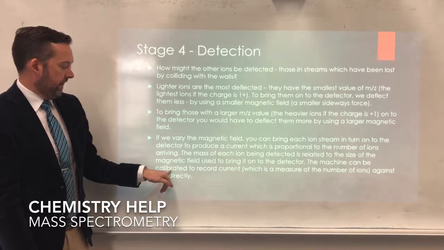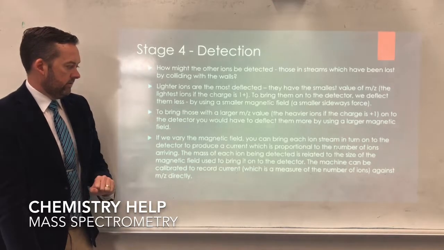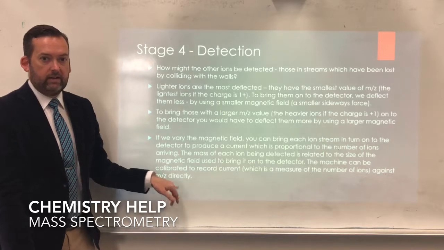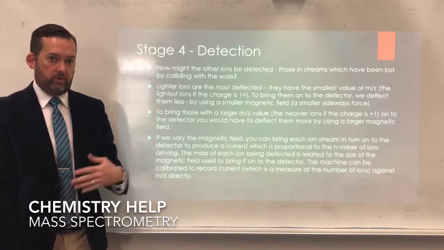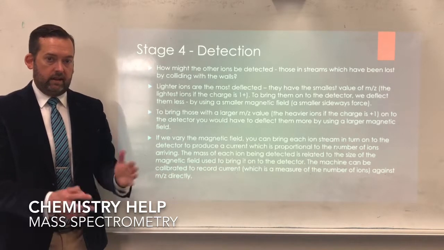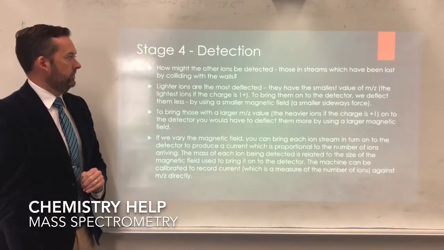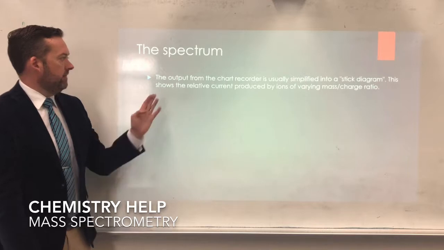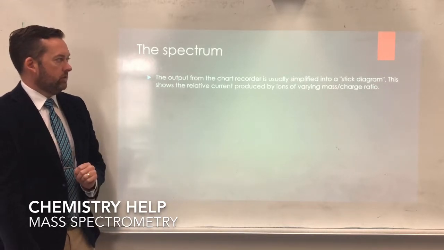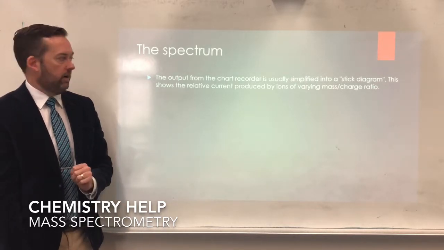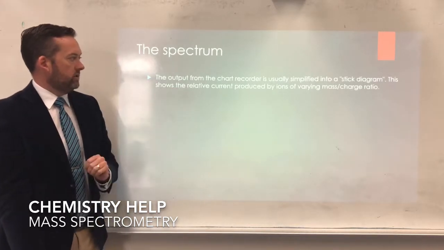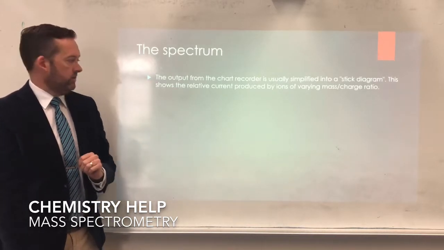The machine can be calibrated to record the current, which is a measure of the number of ions, against the m/z directly. And we do that with a software program or computer. It gives us that computation that we need to do. And what we get is the spectrum at the end. The output from this chart recorder is usually simplified into a stick diagram. This shows the relative current produced by ions against the mass charge ratio.